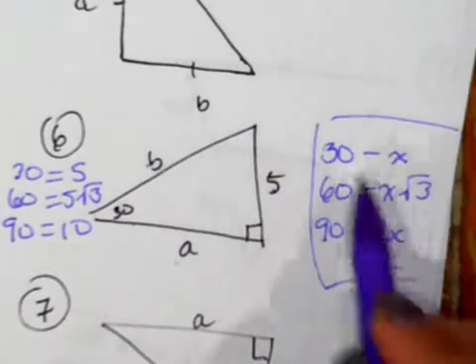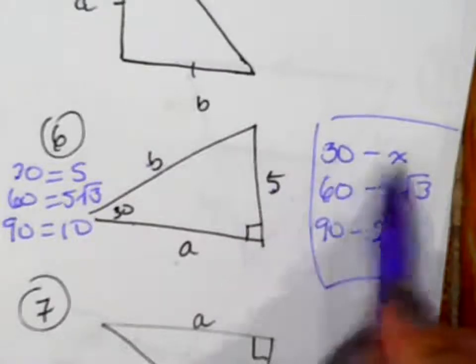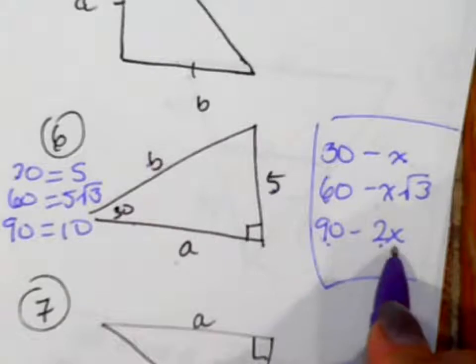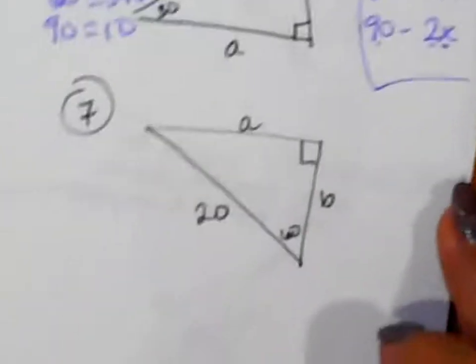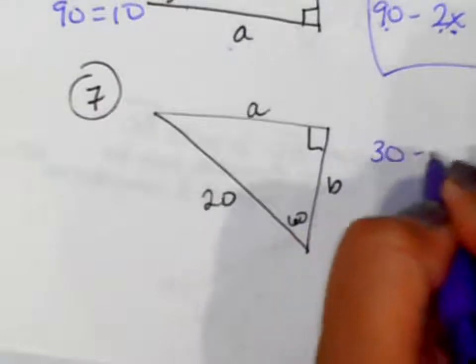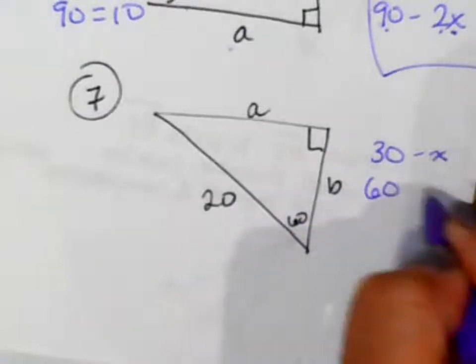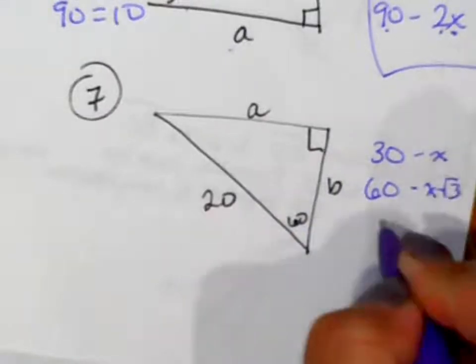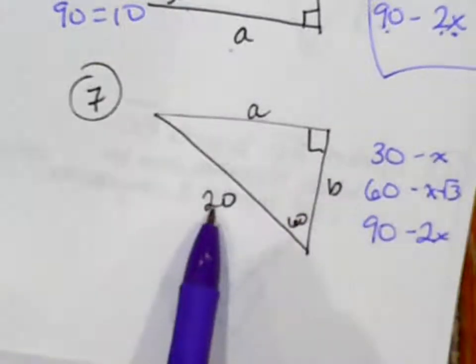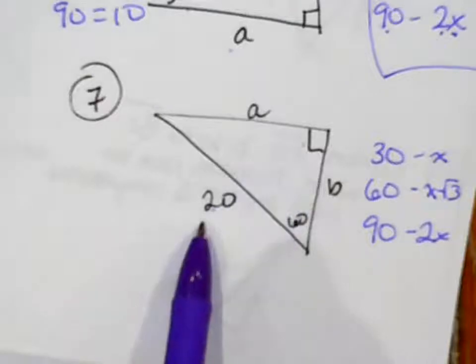If you remember it like this, opposite the 30 is your x. Opposite the 60 is x rad 3. Opposite the 90 is 2x. So let's do here. Okay? Let's take our same thing. Opposite the 30 is x. Opposite the 60 is x rad 3. Opposite the 90 is 2x. Right? I'm given this. All right? I'm given this.